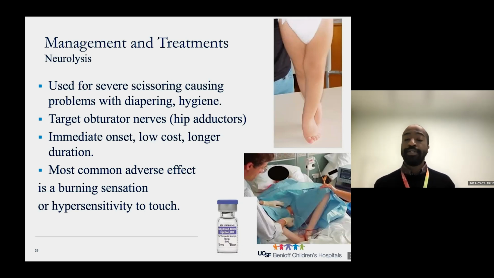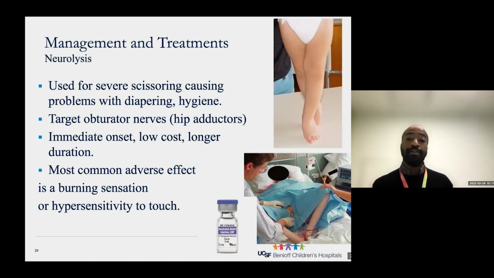What's nice about it is that there is an immediate onset. It is a low-cost medication, and because you're causing direct lysis or severing of the nerve, the body has to go through the entire peripheral nerve regrowth process, which takes somewhere around 6 months or longer to sprout and get the muscle reinnervated.